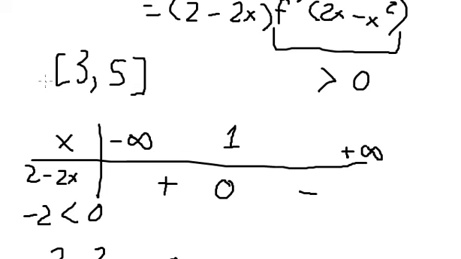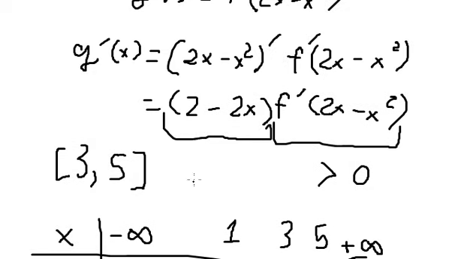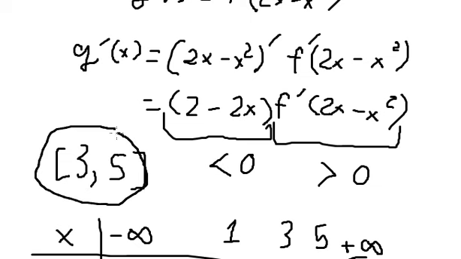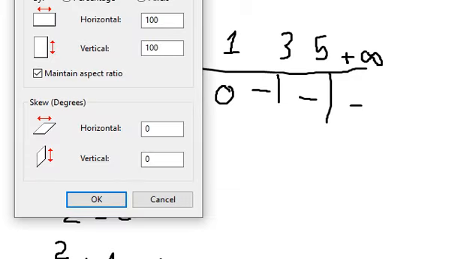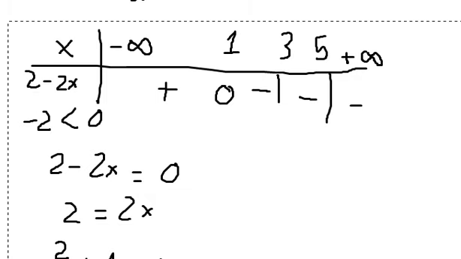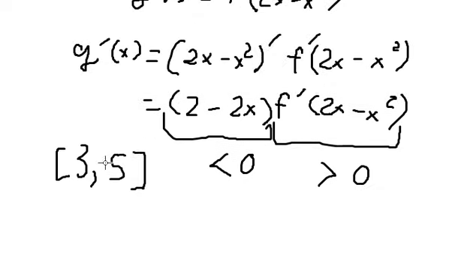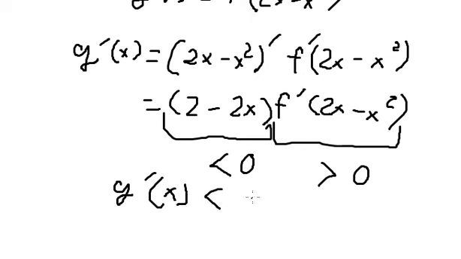But we consider the interval from 3 to 5. So 3 and 5 in here. That means everything in this area is negative. So this one is always negative in here, for the interval from 3 to 5. So because this is negative, we can conclude that this one is negative on the interval from 3 to 5.